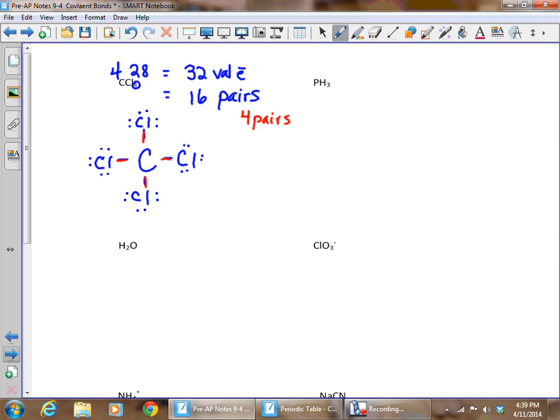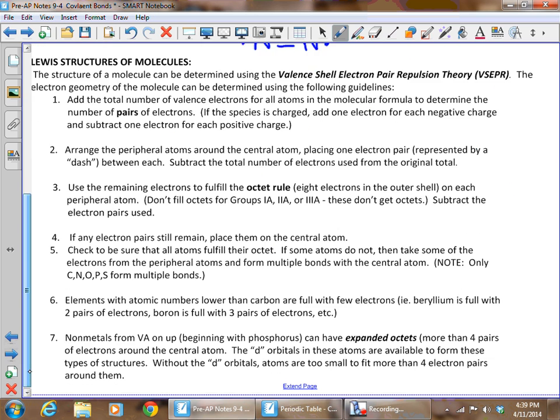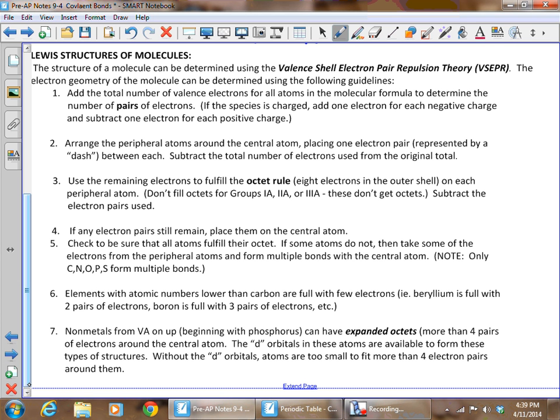The last thing that we want to do is to check and see if all of the elements have obeyed the octet rule. Now again, this is only going to be for the ones that want to get 8 electrons. Let's look back at our rule list, and you'll see a rule down here that says that groups 1A, 2A, and 3A elements won't get octets. We're not going to fill the octets for those elements. They're trying to lose electrons, not gain them. So we'll keep that in mind when we get to some of the later examples.